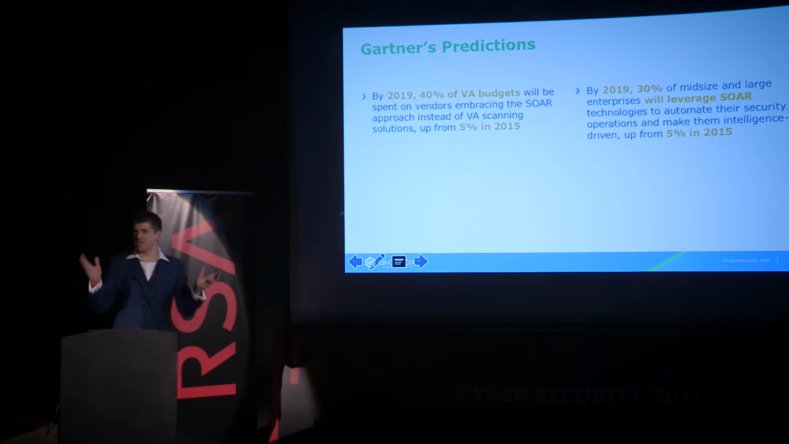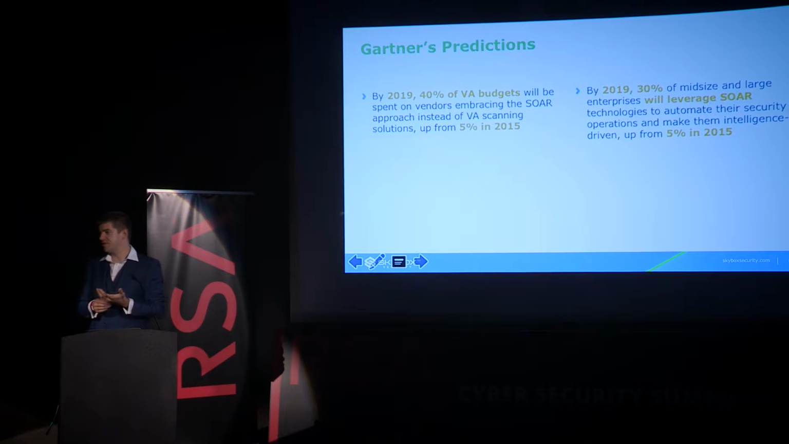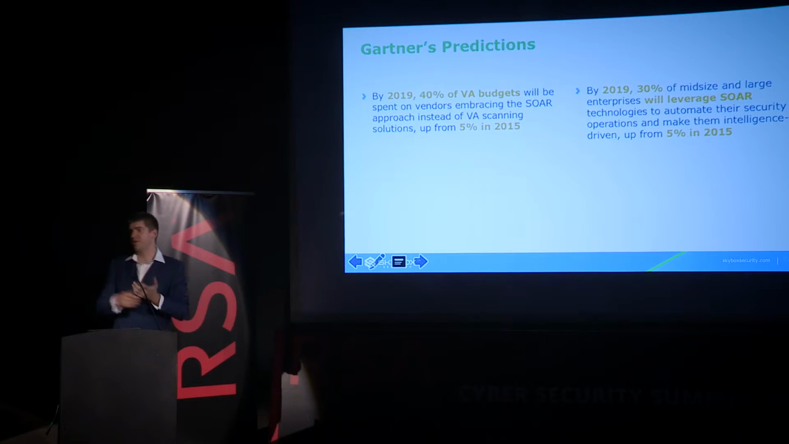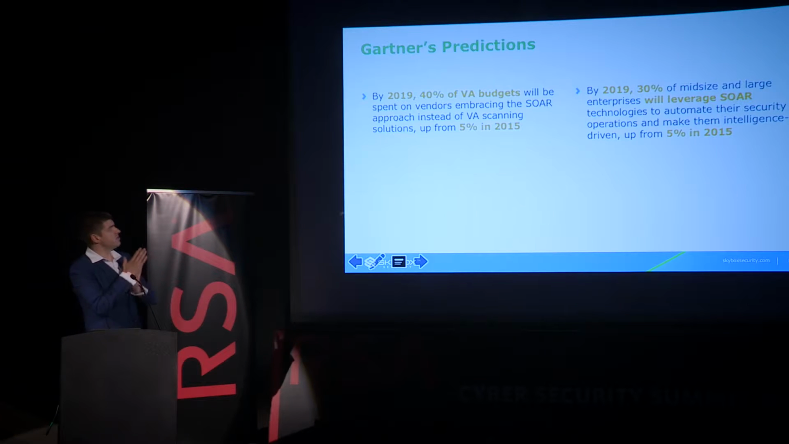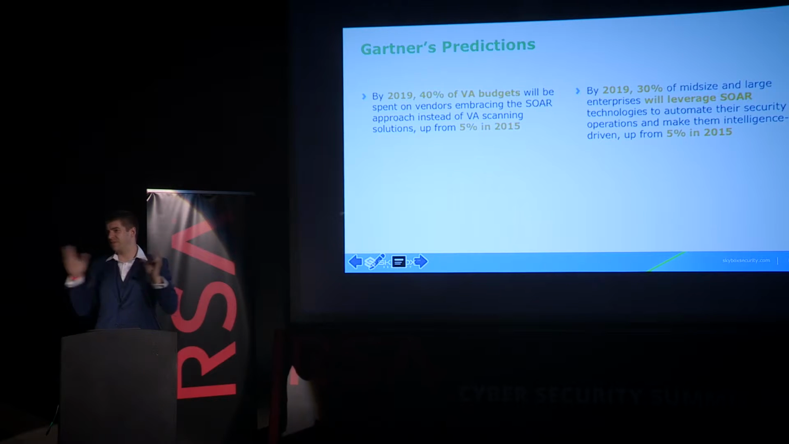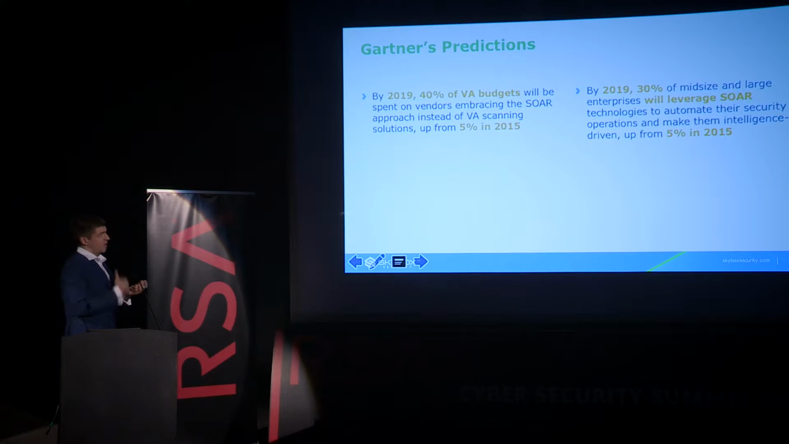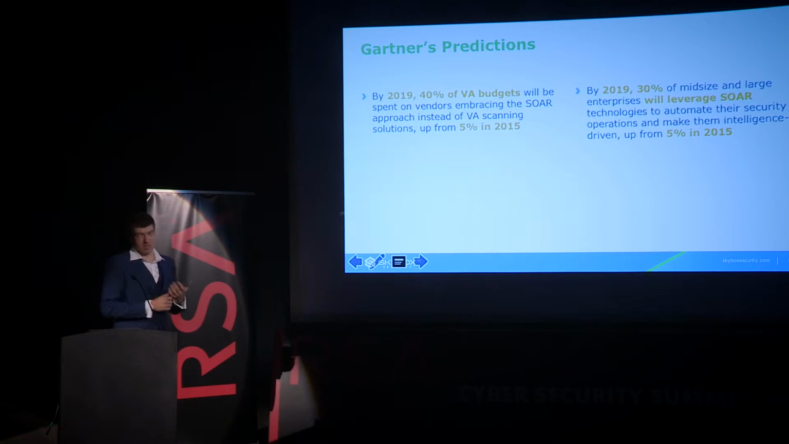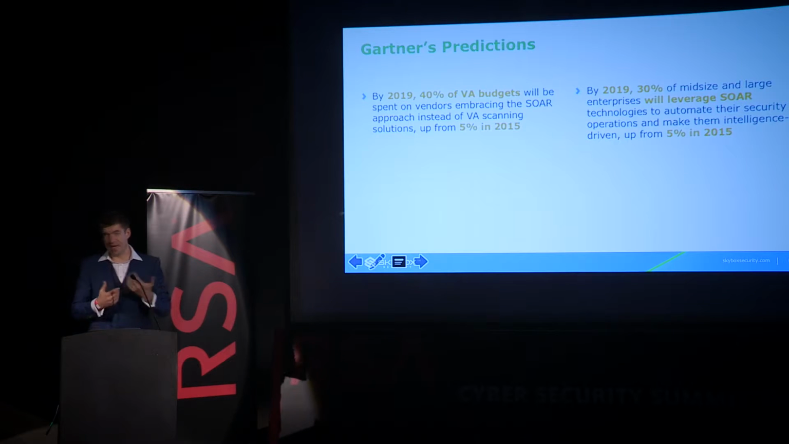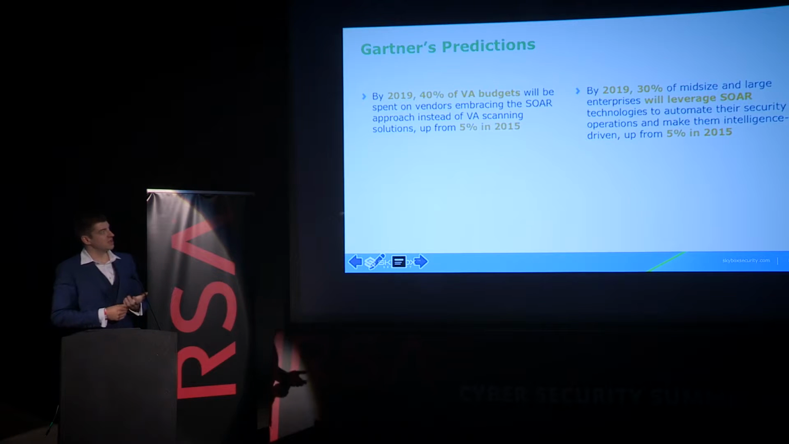And again, as I said, this is new technology and quite a new concept for, I would say, any Central European market. So by 2019, 40% of VA budgets, I mean, we don't really have, I believe, separate vulnerability assessment budgets in our region, but anyway, it will rise from 5%, which is being spent nowadays, or was spent last year when the report was published. And by 2019, 30% of mid-sized and large enterprises will leverage SOAR technologies to automate their security.